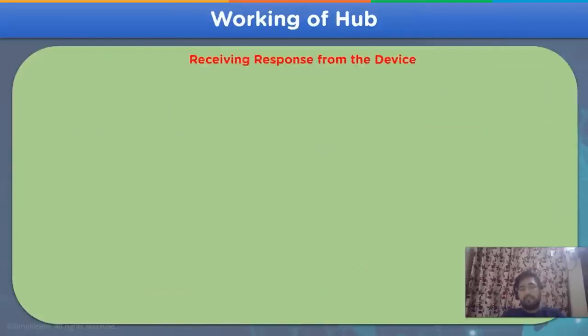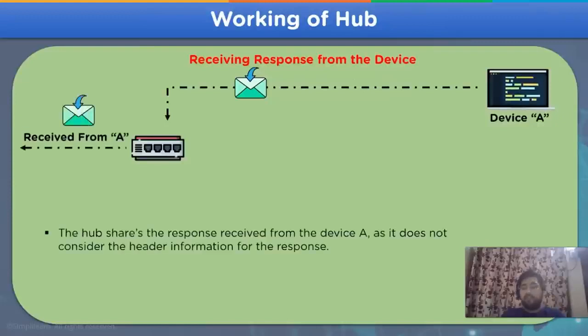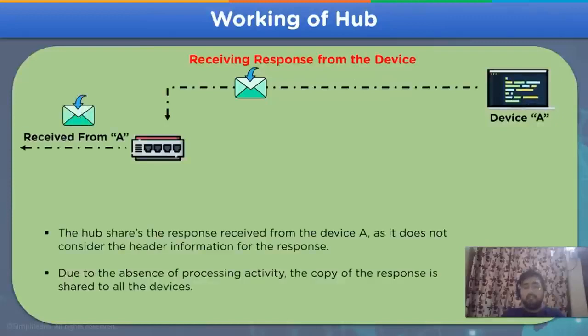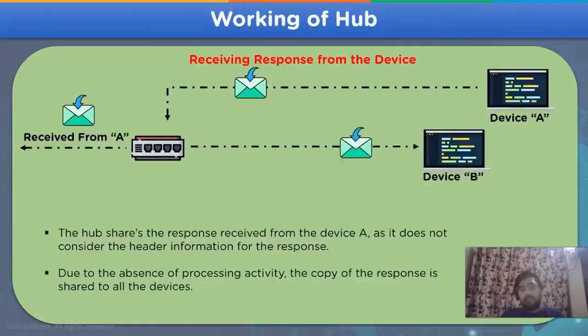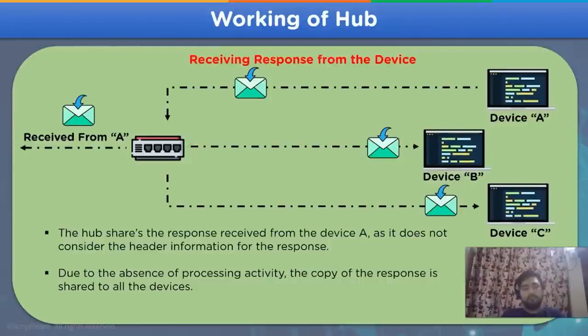Now let's move on to the second scenario, which is when receiving a response from the device. In this case, when device A shares a response to the hub to be sent to the sender device, it will share the same response to all the other connected devices, again due to the same reason, that is the lack of any processing unit or intelligent point in the network channel. Please take a look at the arrow points, which are very important during the transmission of data.